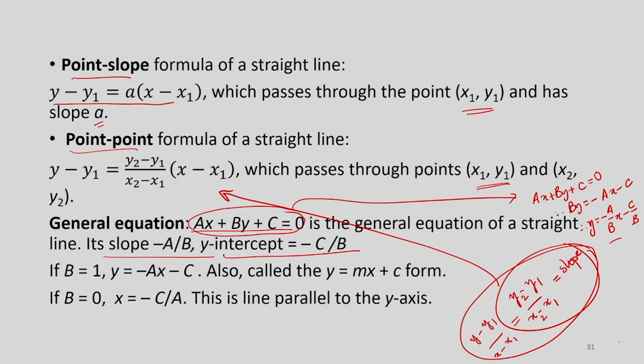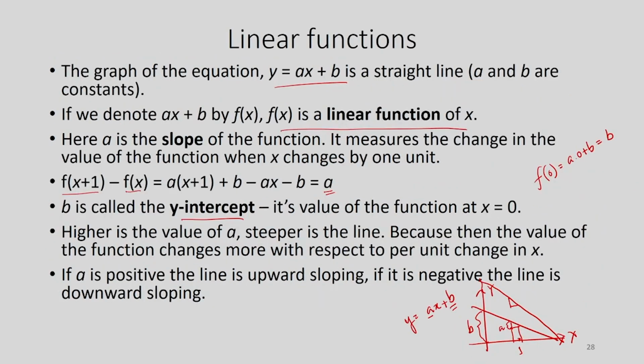Suppose B is equal to 1. Okay. Now, if B is equal to 1, then what do you get? y is equal to minus Ax minus C, and this is called the y is equal to mx plus c form. So, this is the form we talked about earlier also. We did not say that it is y is equal to mx plus c, but this is the form y is equal to ax plus b, same thing.